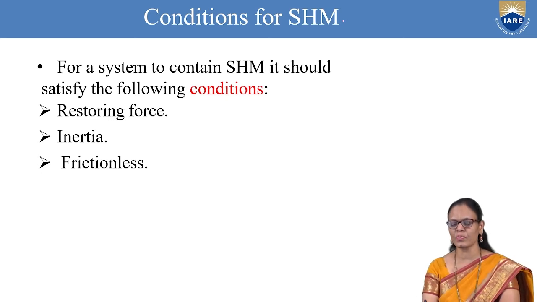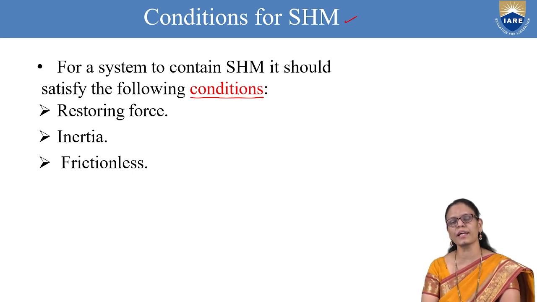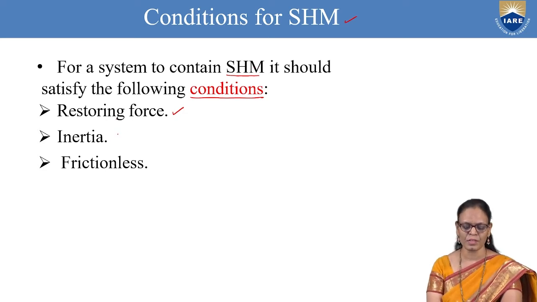Now, what are the conditions for simple harmonic motion? For a system to sustain simple harmonic motion, it should satisfy the following conditions. The first one is restoring force, meaning there should be a force which brings the object back to its original position. Only then can you continue with simple harmonic motion. The restoring force is the force that tries to bring the object back to its equilibrium position.